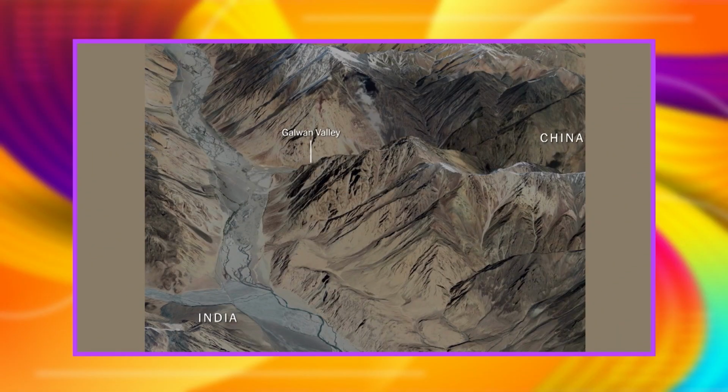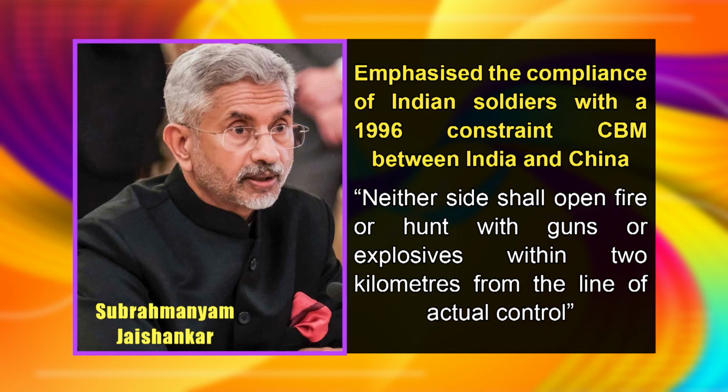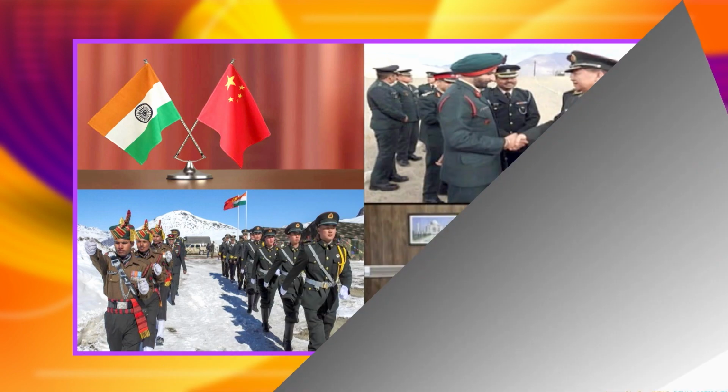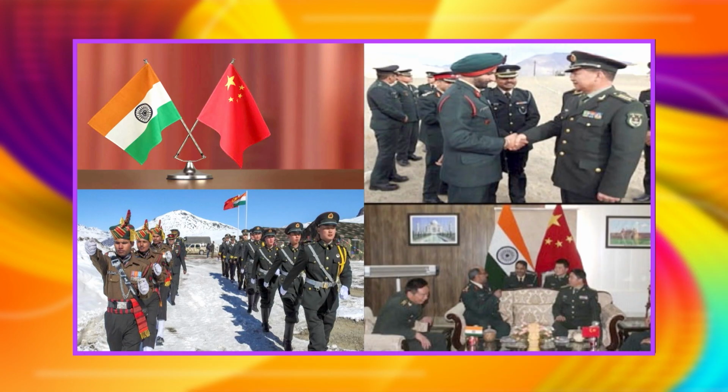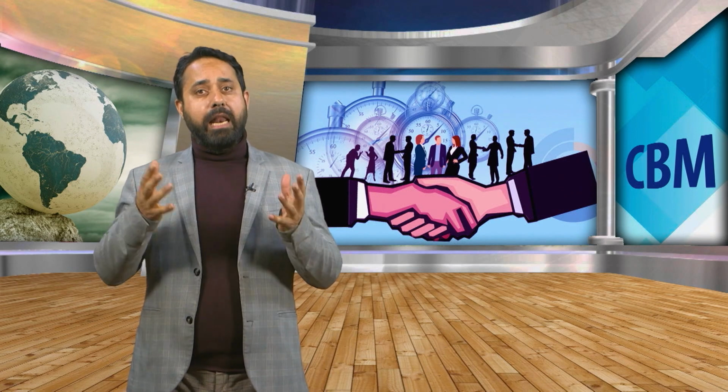For example, in the aftermath of the Galwan Valley clash, External Affairs Minister S. Jaishankar emphasized the compliance of Indian soldiers with 1996 constraint CBMs between India and China, which stated, I quote, "Neither side shall open fire or hunt with guns or explosives within 2 kilometers from the line of actual control," unquote. Despite hostility on the border following the Galwan clashes, the two countries have upheld the communication CBMs through both diplomatic and military talks. There have been no further casualties since then. There have now been 11 rounds of Corps Commander level talks aiming for the disengagement of the troops from remaining friction points in the sector.